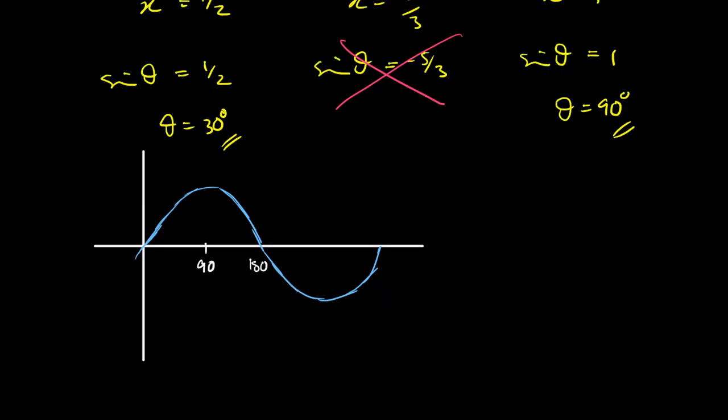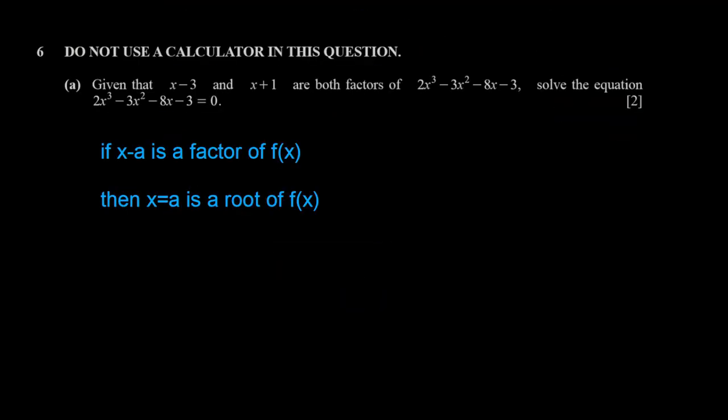Okay. Right, question 6, which is a factor theorem, remainder theorem style of question. Given that x minus 3 and x plus 1 are both factors of this polynomial, solve the equation, basically find the roots of the polynomial. Okay, now in order to do this, we need to know what the factor theorem is. Now I've written it here, right? This is the factor theorem.